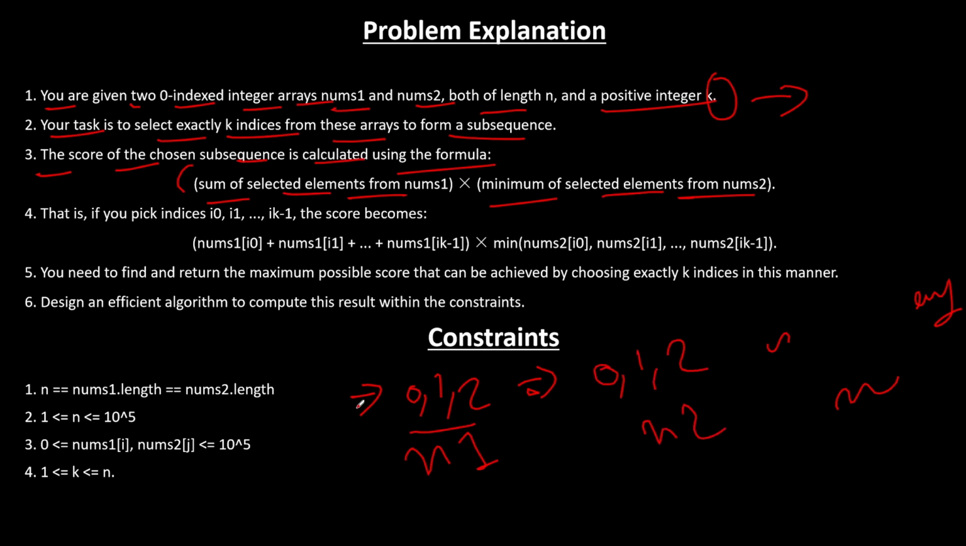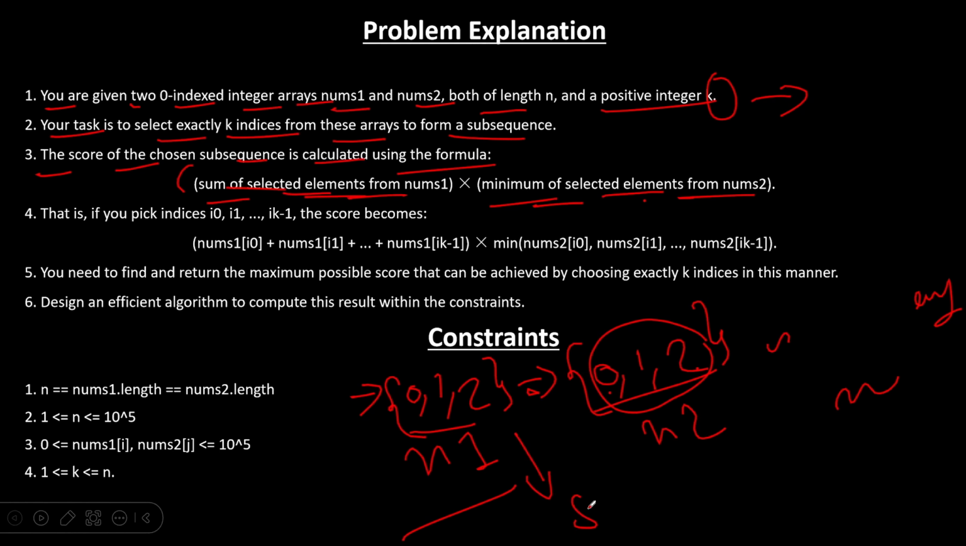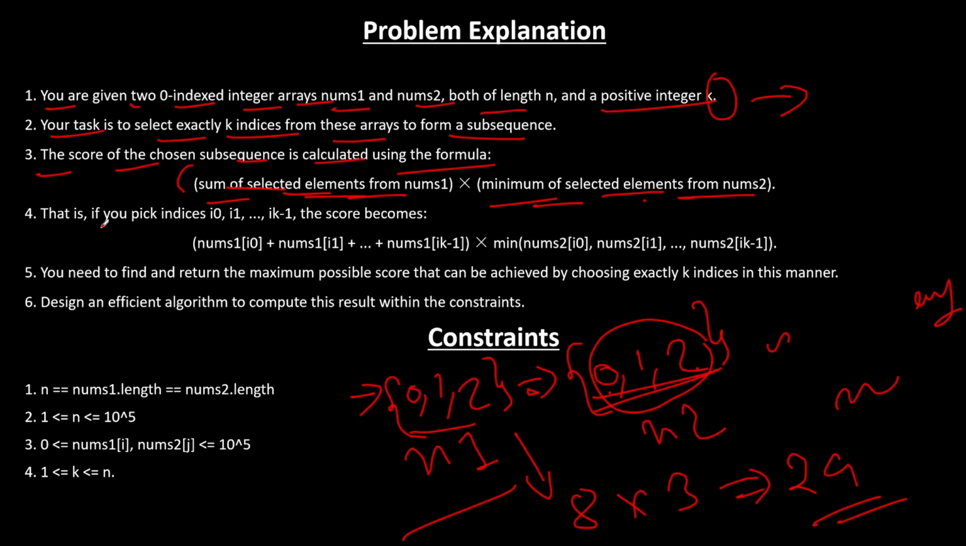Now, you will take the sum of the values at these indices from nums1, and the minimum of the selected elements from nums2. From the same indices there would be some values, and from among those values you will take the minimum one. For example, the sum comes out to be 8, and the minimum comes out to be 3, so it will be 8 times 3, 24. So this will be our output. That is basically, if you pick indices 0, 1, and k minus 1, the score becomes this, which I showed to you. This is what our question is asking.